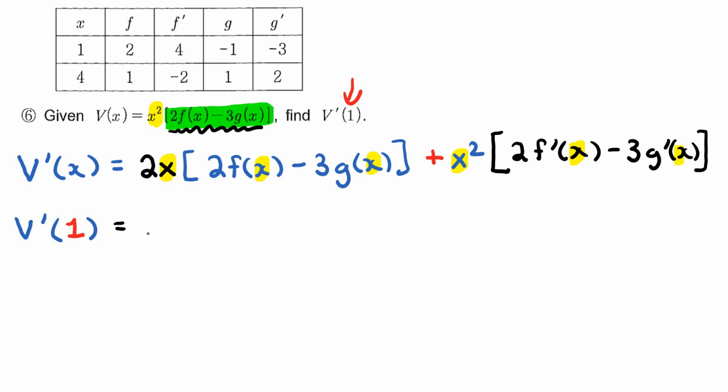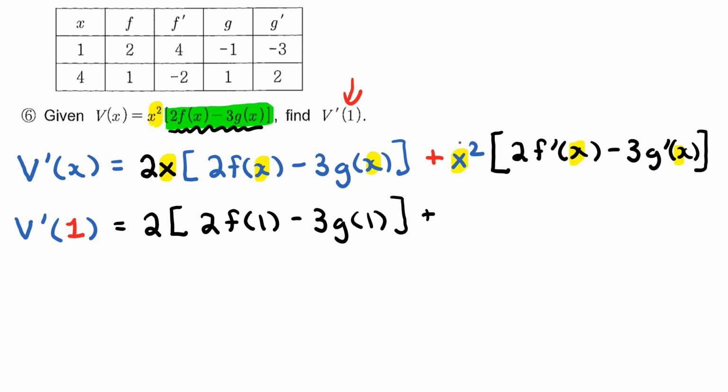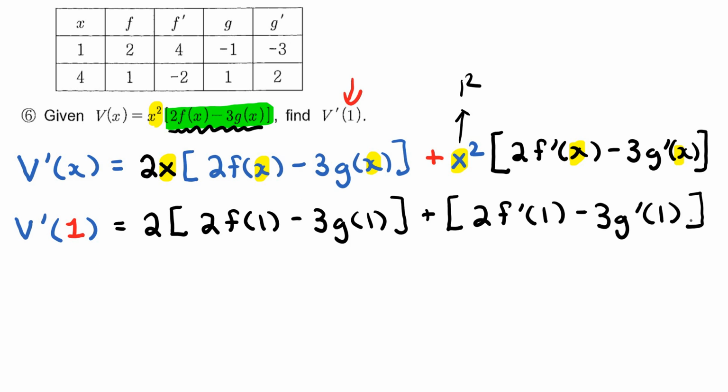So 2 times 1 is going to be 2, open bracket, 2 times f of 1 minus 3 times g of 1, plus, well, this right here is just 1 squared, so I don't need to do anything there. And then times 2 times f prime of 1 minus 3 times g prime of 1. Okay, so we've definitely plugged in all our 1's now.